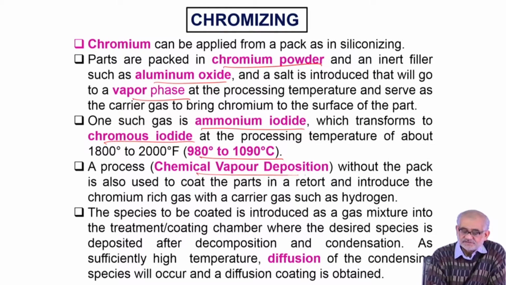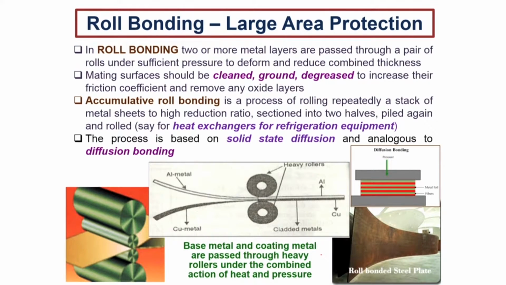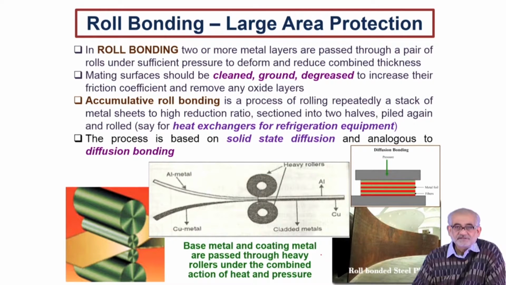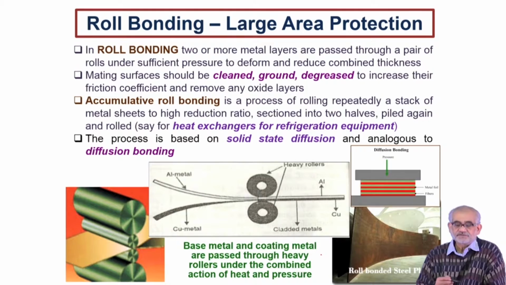A similar process based on CVD, chemical vapor deposition, can also be used for diffusion coating of chromium on steel or any other metallic systems based on diffusion principles, very similar diffusion principles. Another interesting process, which is not necessarily a diffusion based process, but is used for very similar purposes, I thought I would just include here for comparison. And these are called roll bonding processes. In fact, they can be roll bonding, they can be diffusion bonding, and so on.